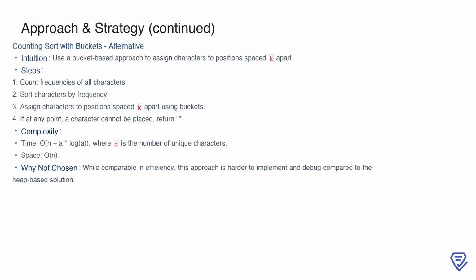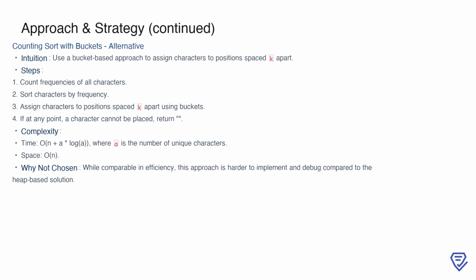Another alternative to consider is the counting sort with buckets approach. Here, the intuition is to use a bucket-based strategy to ensure characters are spaced k positions apart. First, the frequencies of all characters are counted and then sorted. Characters are then assigned to positions spaced k apart using a bucket structure.